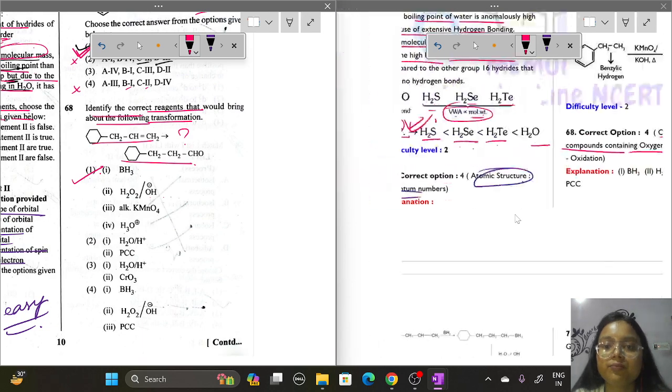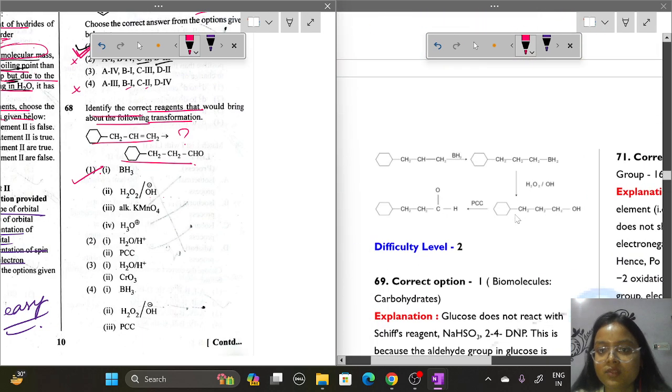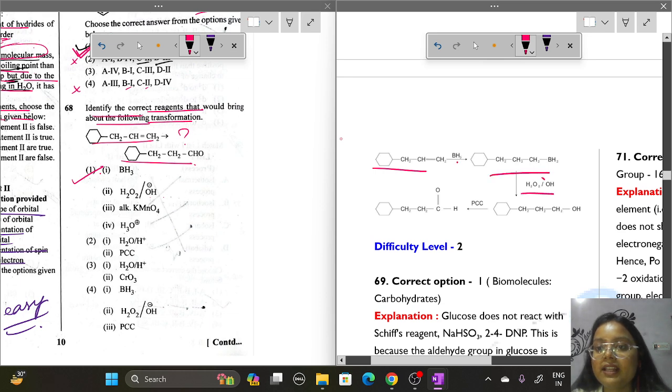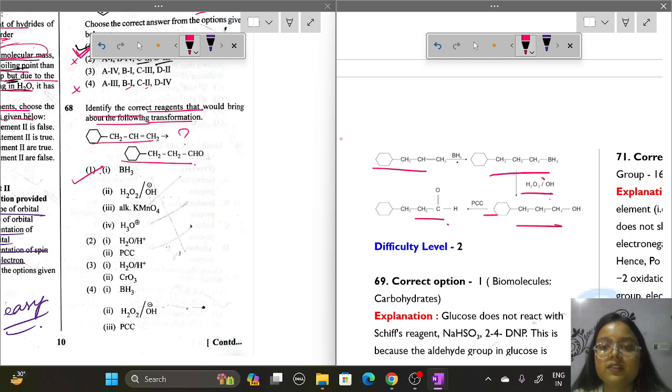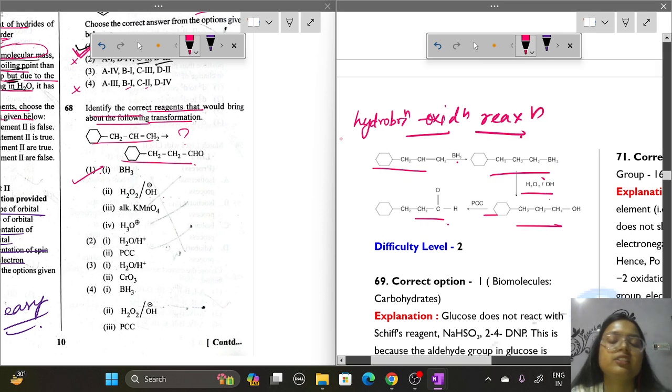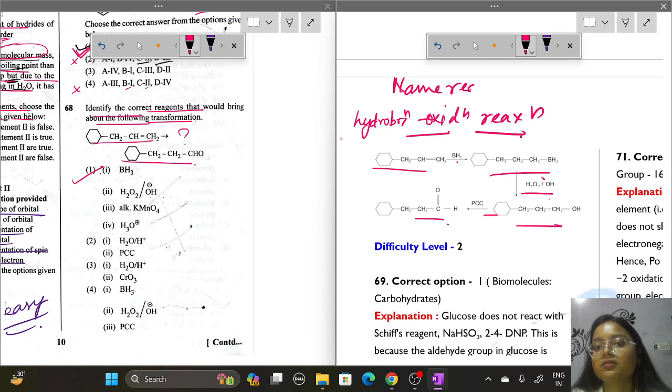Like this. On adding BH3, we will get this, then adding H2O2, we will get this reaction, and then adding PCC, we will get this. Mainly this is a hydroboration-oxidation reaction. We must have read the hydroboration-oxidation reaction. It is a famous name reaction. So in this way we will solve this question.